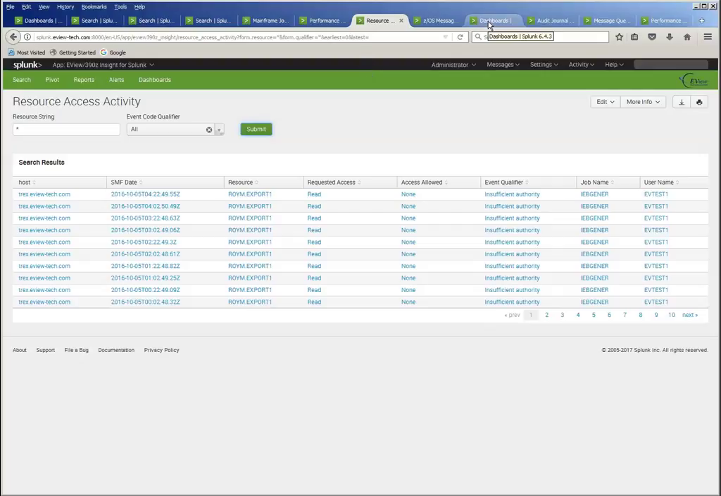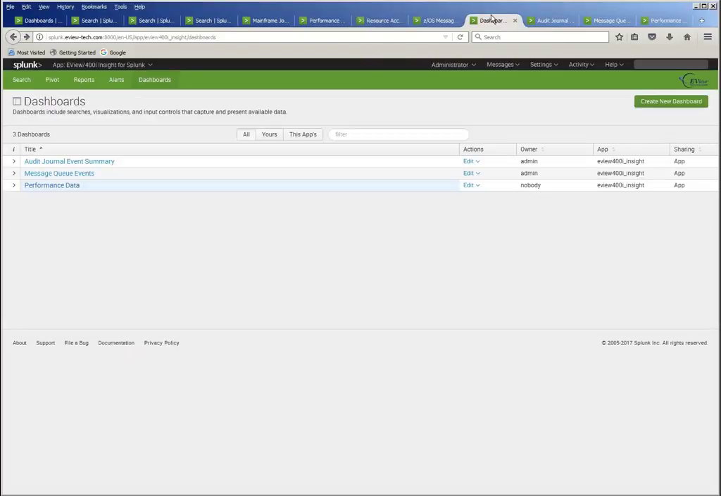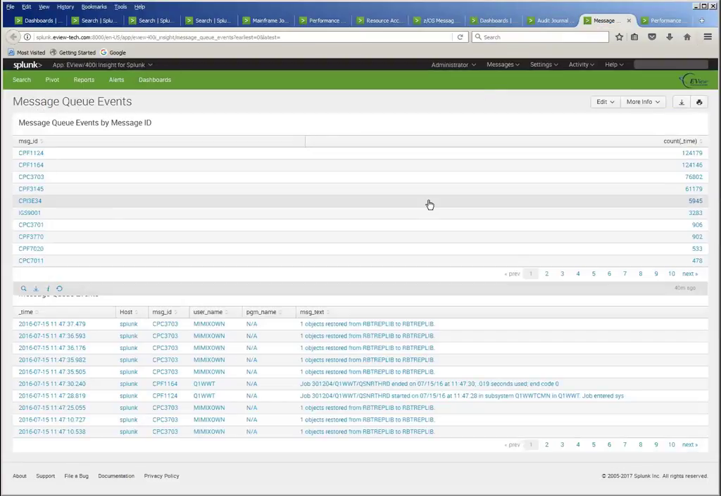So those are some of the main highlights on mainframe data. I'm going to switch over here to look at data from the iSeries, and there are three primary areas we're collecting data from: the message queues, which is event type data, the audit journal, and performance data. With message queues, messages are typically identified by a message ID.